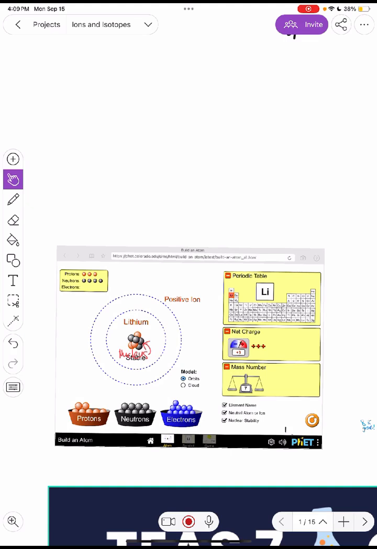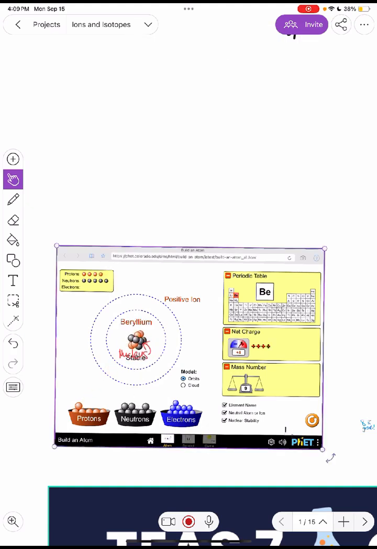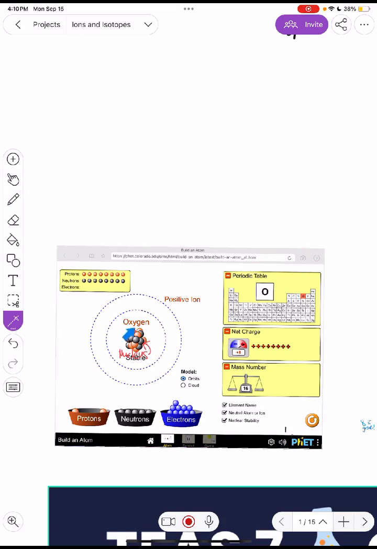So I added 3 protons, I'm at lithium. Okay, 4 protons, I'm at beryllium. Okay, 5 protons, I'm at boron. And we'll get to carbon. And I'm going to go up to oxygen, actually, for our little illustration here about ions. So oxygen, very common element, okay? We breathe it every time we take a breath.